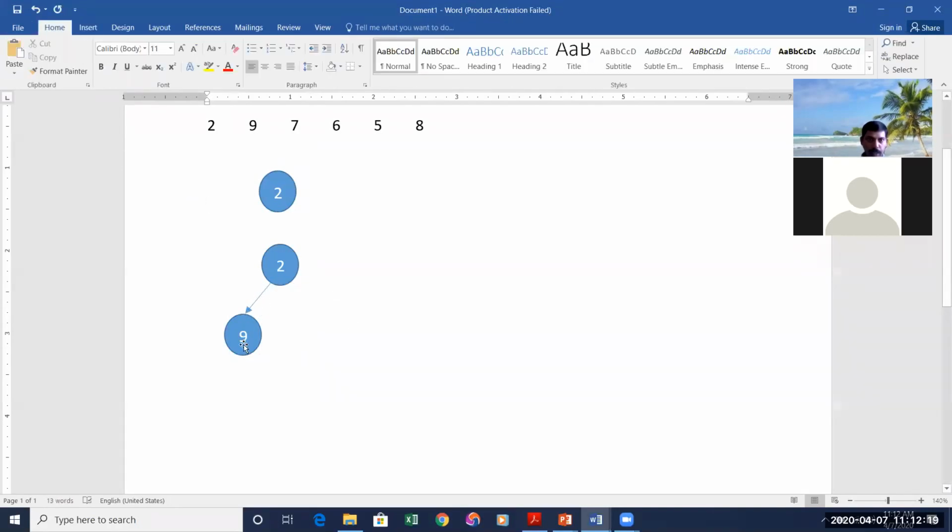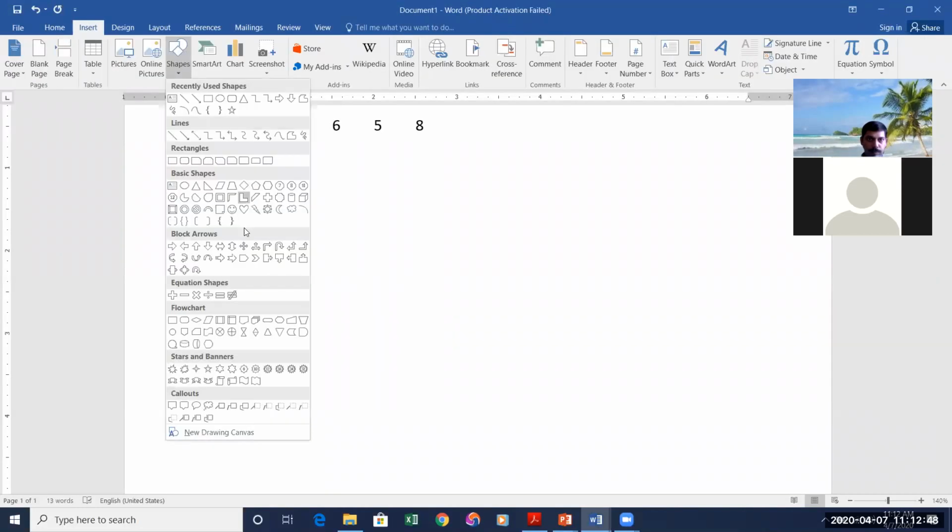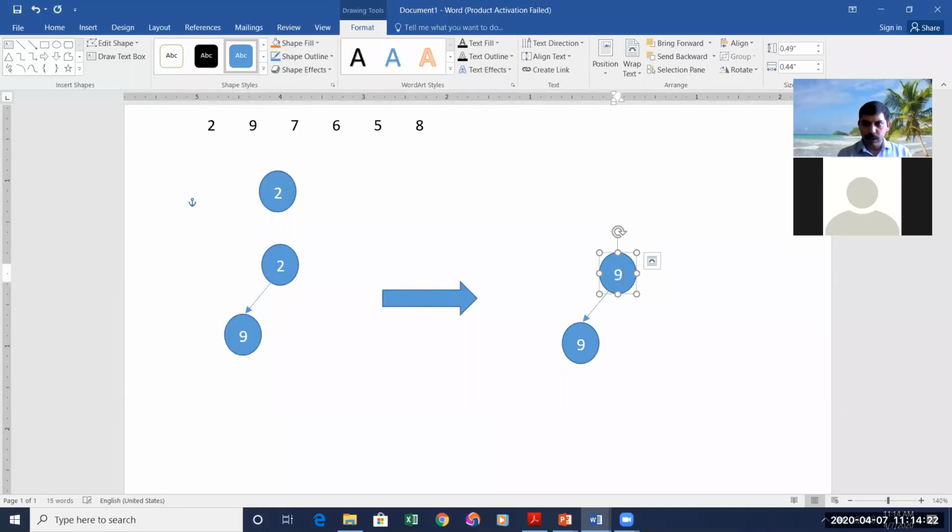After inserting this 9, now check whether the parental dominance holds at this point. So at 9, check at 9. So 9 is greater than its parent. Therefore, what should happen? So this 9 has to be put to the position of 2, and 2 has to be brought to the position of 9. Okay, that I will write in the right hand side. 9 comes to the position of root and 2 comes to the position of 9.